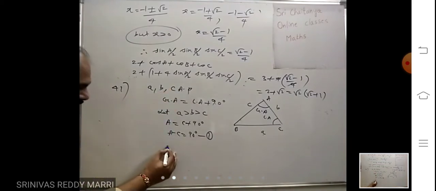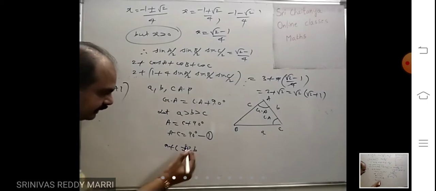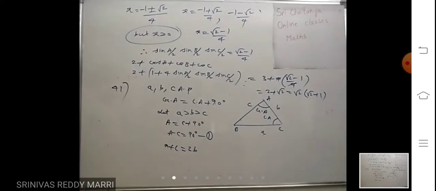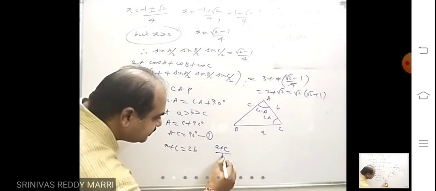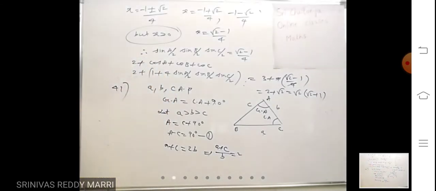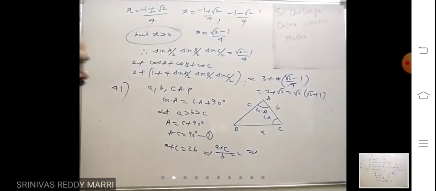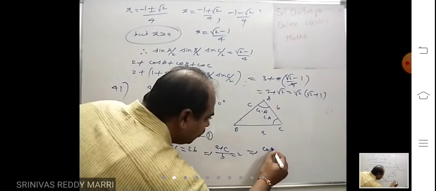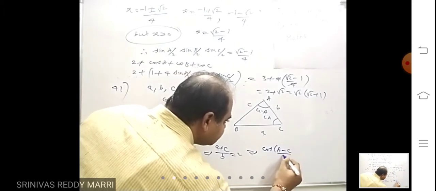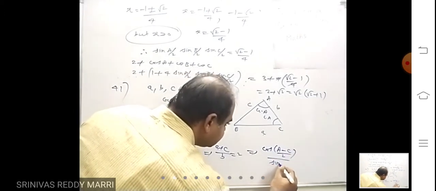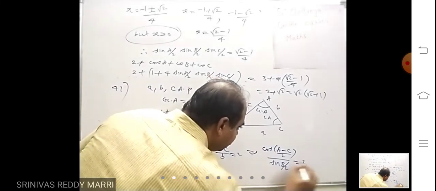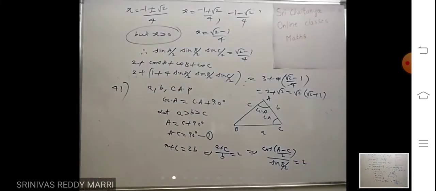Now given that these are in AP, a plus c equal to 2b. This problem I have covered in the solved examples also, you go through. a plus c equal to 2b, so a plus c divided by b equal to 2. By Mollweide's rule, what is a plus c divided by b? According to Mollweide's rule, a plus c divided by b is nothing but cos of (A minus C) by 2 divided by sin B by 2.